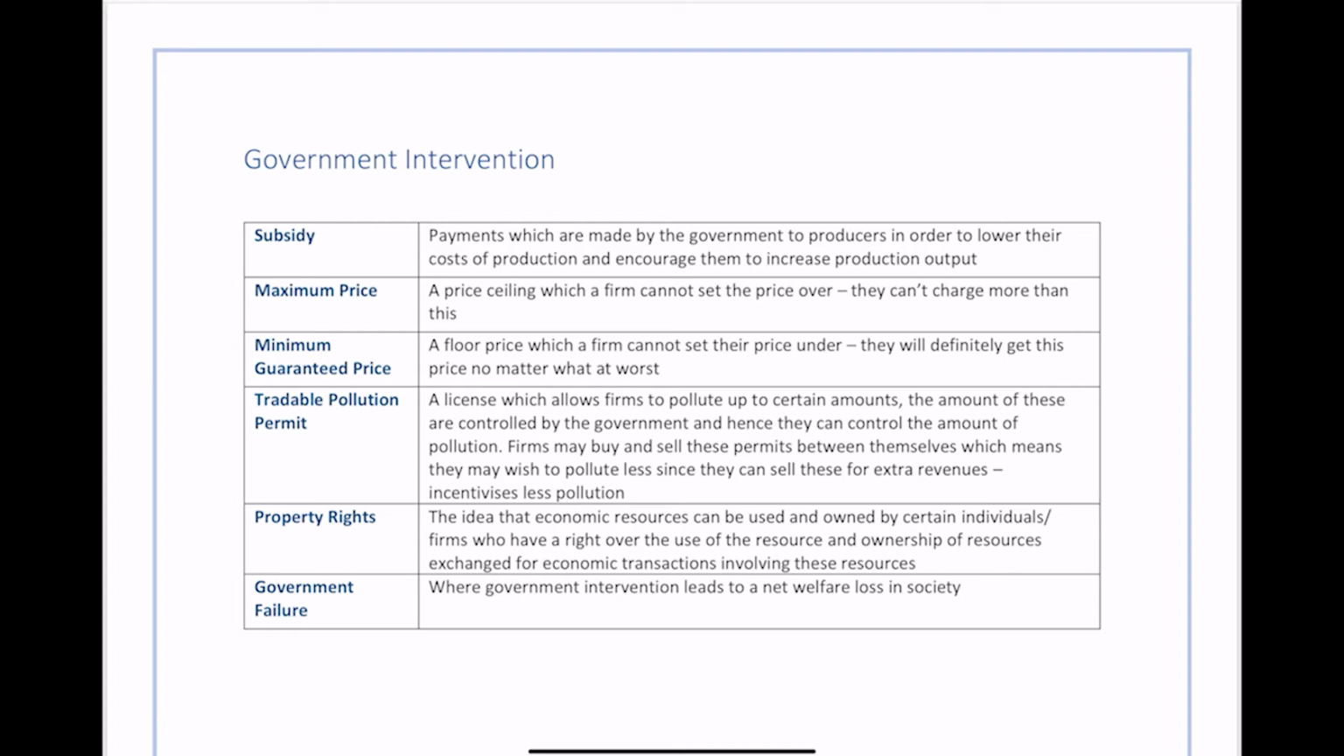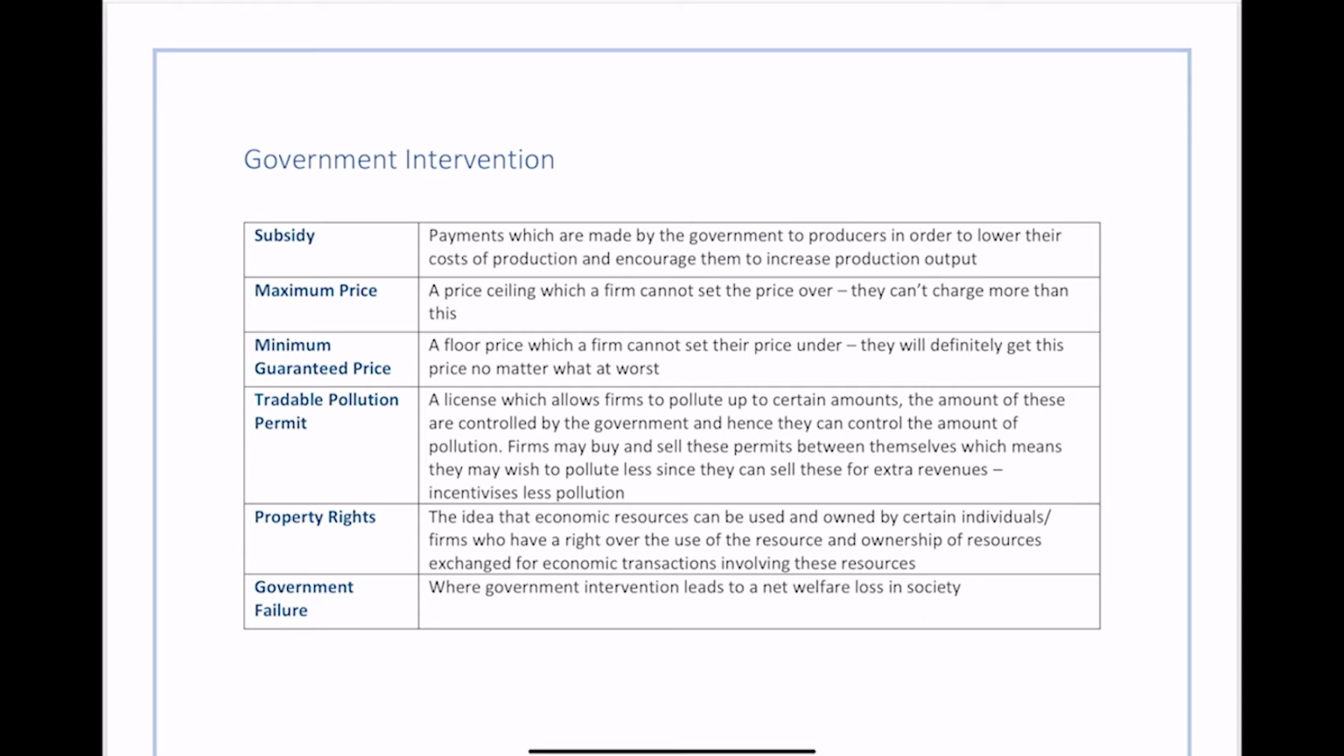So if I just read it out, it's a license which allows firms to pollute up to certain amounts, and the amount of these is controlled by the government, and hence they can control the amounts of pollution. Firms may buy and sell these permits between themselves, which means they may wish to pollute less, since they can sell these for extra revenues, and it incentivizes less pollution.